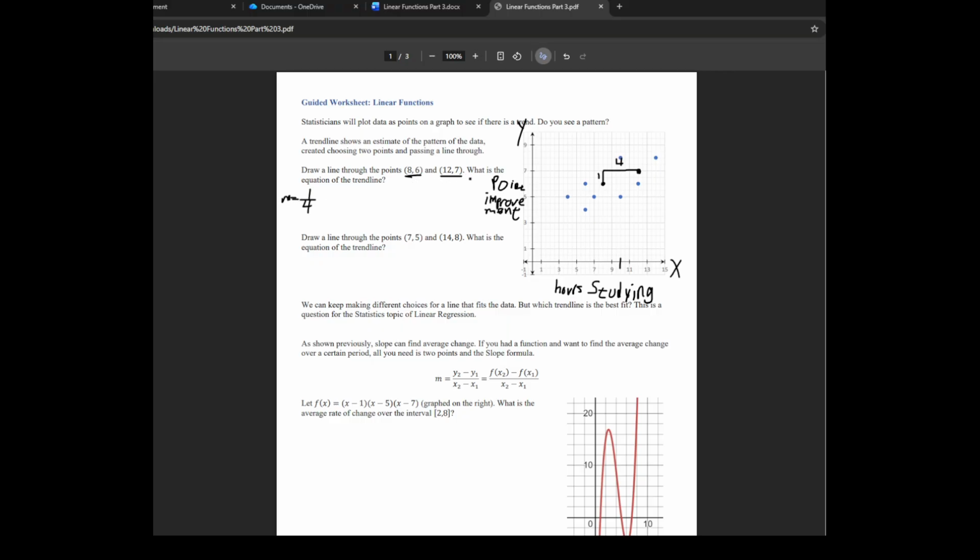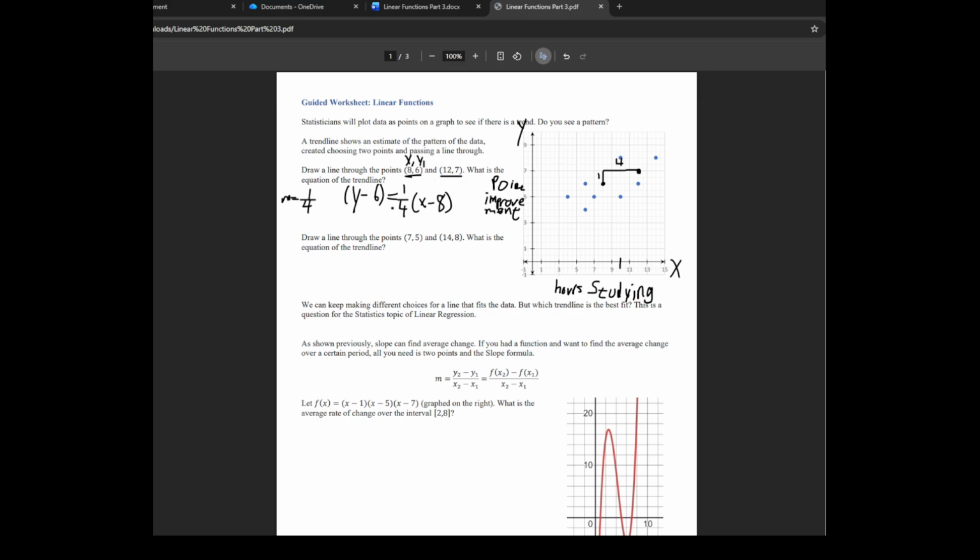Now we need an equation for the line, and we can use the point-slope formula to do this. We'll use this point as x1 and y1. If you wanted to use the formula to find the slope, you can do that as well. So we'll do y minus y1, so minus 6, equals m, or your slope, 1/4, times x minus x1, so x minus 8. And this is our equation for the line.